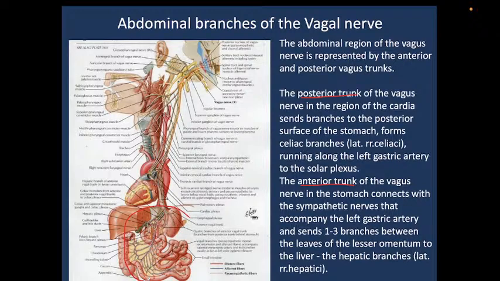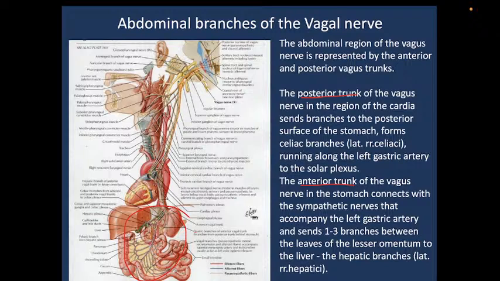Abdominal branches we distinguish in the posterior trunk and anterior trunk, and this nerve innervates almost all organs of the abdominal cavity except the transverse colon, the descending colon and the sigmoid colon, and this nerve doesn't innervate organs in the pelvic cavity.